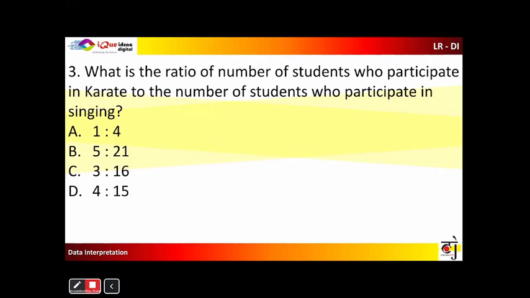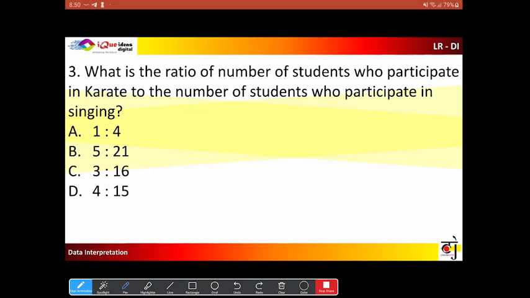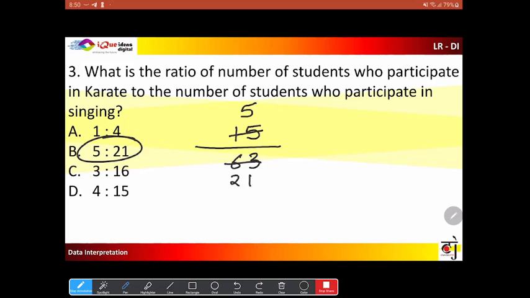What is the ratio of the number of students who participate in karate to the number of students who participate in singing? Karate is 15 and the number of students who participate in singing is 63. So 15 is to 63. 3 fives are 15, 3 twenty-ones are 63. So 5 is to 21, exact answer.